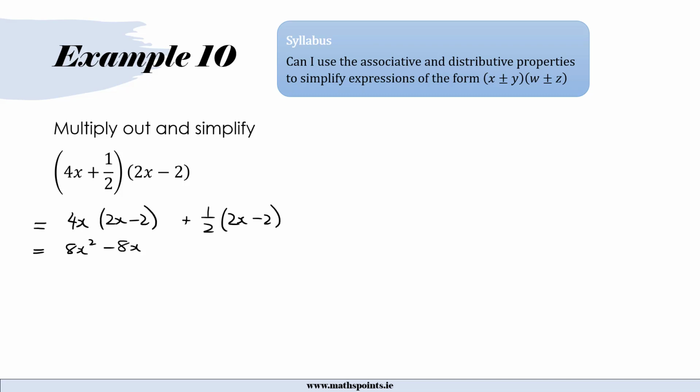A half times 2x, well, if you multiply a half by 2, you get 1. So that's just going to be 1x. And then what's a half times 2? Again, a half times 2 is just 1, so plus by a minus is minus 1.